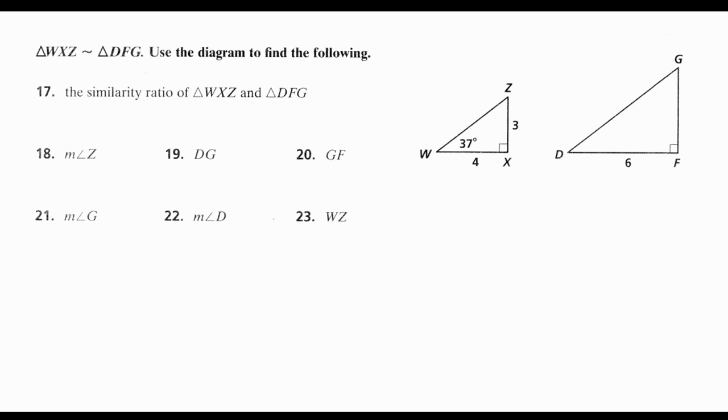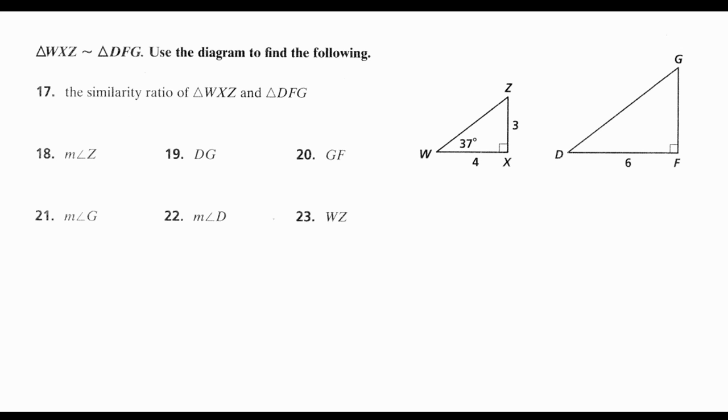All right, so we have some similar triangles. I'm going to use the diagram to find the following. The first thing I want to find is the similarity ratio of those two triangles. Once again, the similarity ratio is going to be the ratio of corresponding sides, simplified down to its final answer.